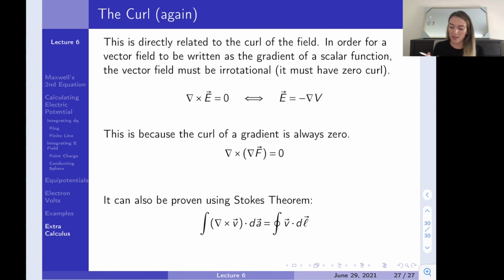So let's just talk a little bit about the connection between the curl, this scalar potential, and things being conservative forces. So the fact that we can write the electric field as the negative gradient of a scalar potential is directly related to the fact that the electric field is irrotational and has no curl. So these two things imply each other, the electric field having zero curl and being able to be written as the negative gradient of a scalar function. And this is because the curl of a gradient is always zero. So any function whose curl is zero can be written this way, because the curl of any gradient will always give me zero.